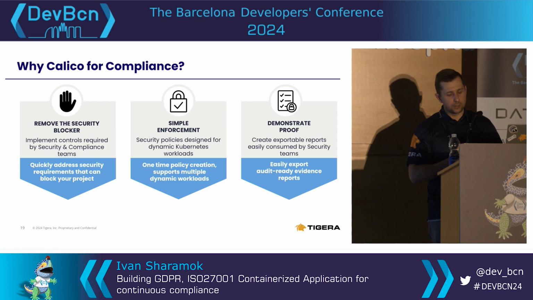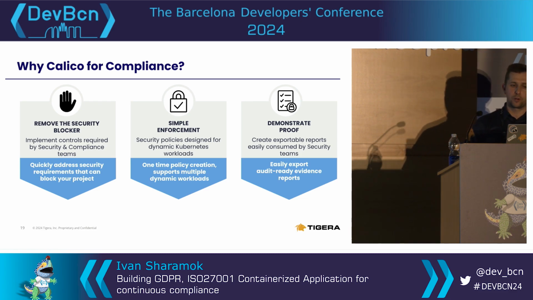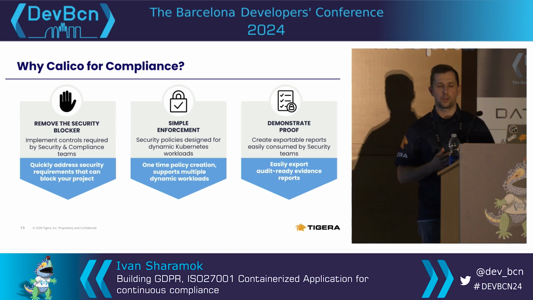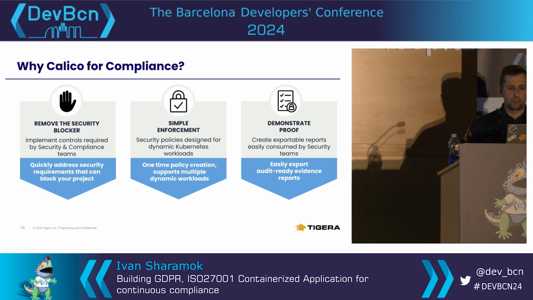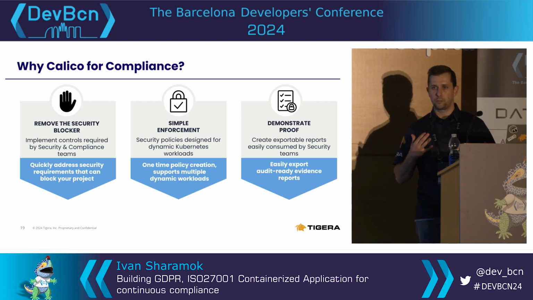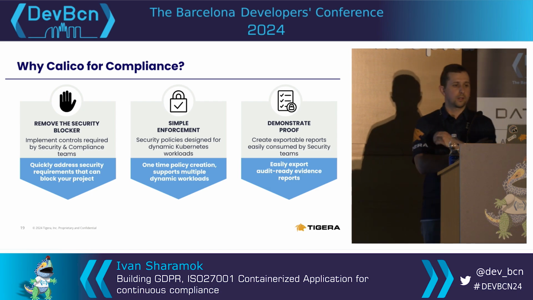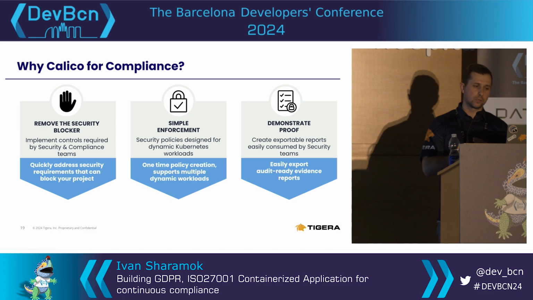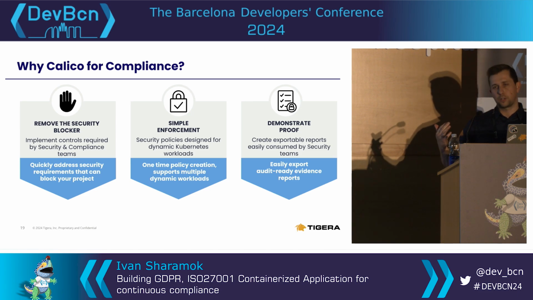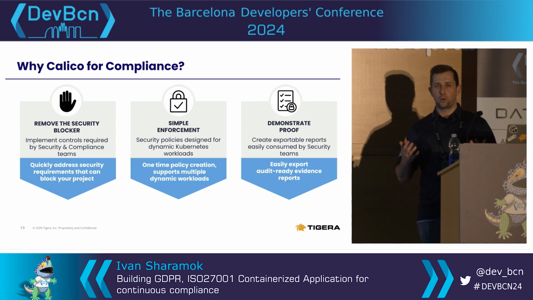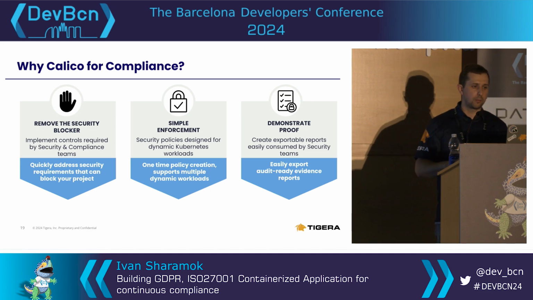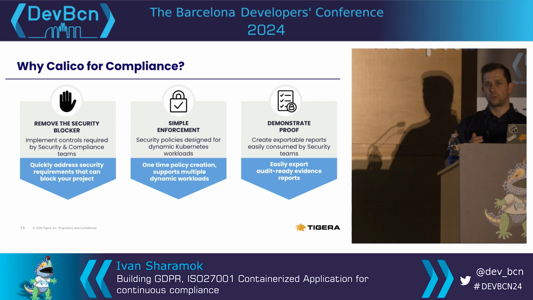Why Calico can be useful to implement compliance controls and prove the compliance: it removes the security blockers. You can easily create policies. I don't know how much time I have, but yes, it looks like I can show some of the tools that we have. What I'm talking about is removing the security blocker, where you can craft the policies without even knowing how to build them, without going into complicated details of how to build the rules, who needs to talk to whom.